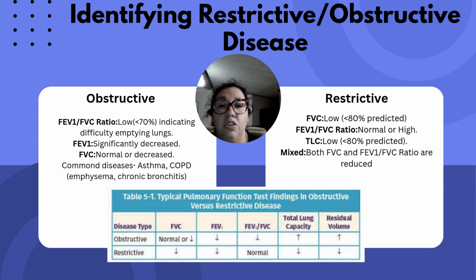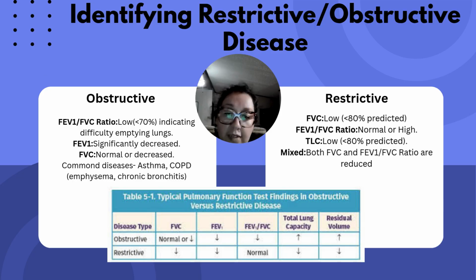And then this is just a chart that I found that may make it a little bit easier to explain. For an obstructive disease, FVC could be normal or decreased, which is what the pointed down arrows mean. FEV1 and FEV1% would be decreased. And then your total lung capacity and your residual volume would be increased, just because obstructive patients cannot push out or empty their lungs like normal people can. So they retain a lot of that air in their lungs.